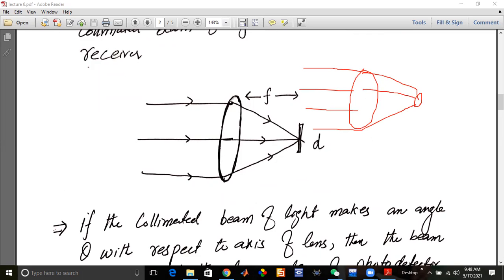When you see from the side, you will see the spherical lens is just a line and this is also just a line. So it will seem like this is the collimated beam of light, and when this collimated beam of light falls on the spherical surface, it will concentrate at a center. This is the center.